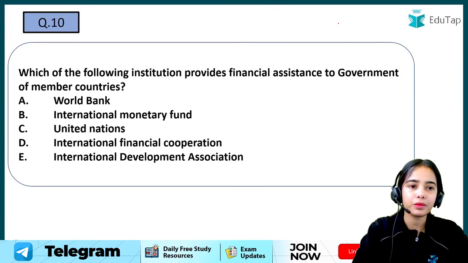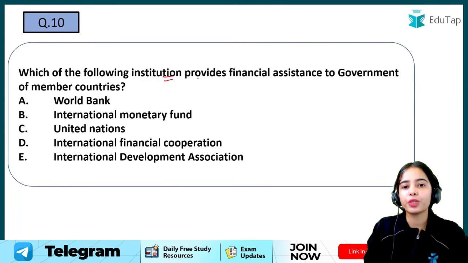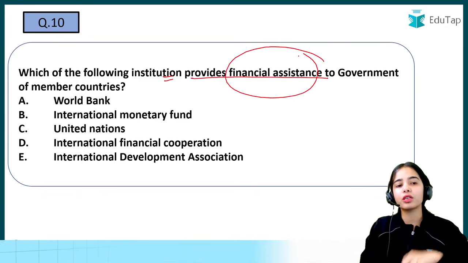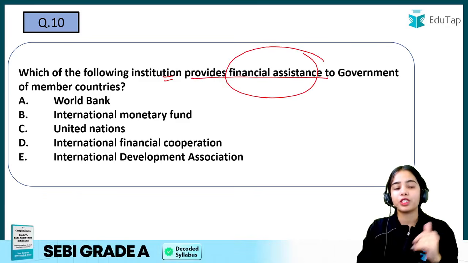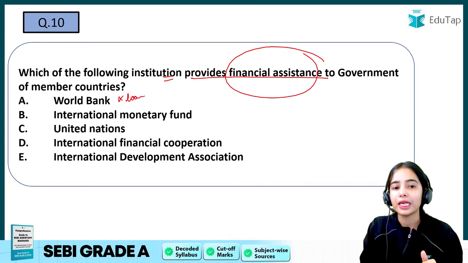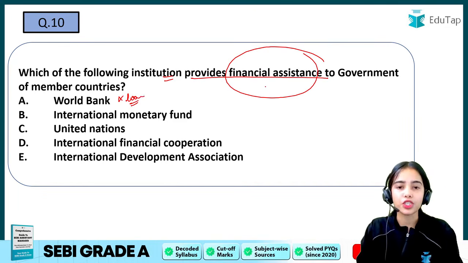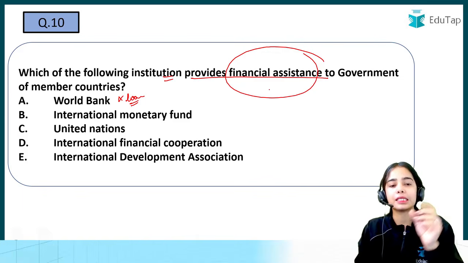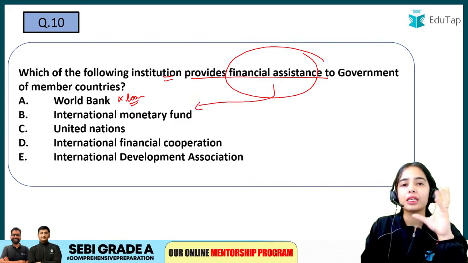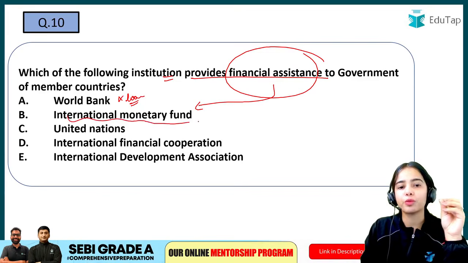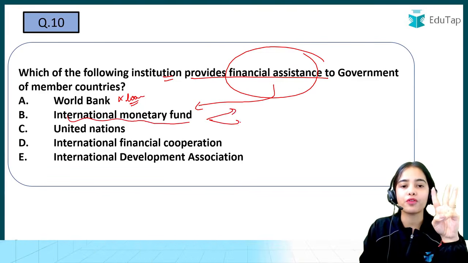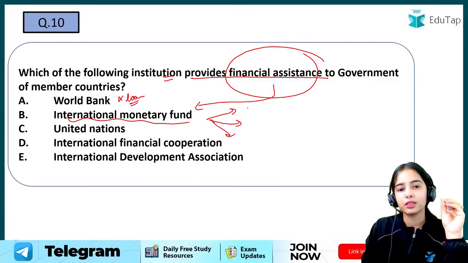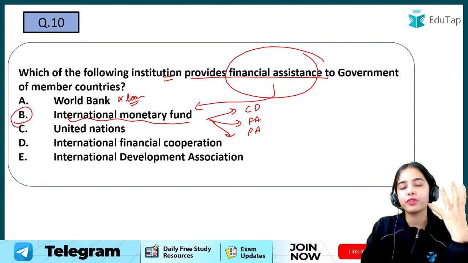Okay. Now, which of the following institutions provides financial assistance to the government of member countries? Here we are not talking about loans. Here we are not talking about grants or such. Here we are talking about financial assistance. And this term is directly related to the International Monetary Fund, because the three main functions of the IMF are capacity development, financial assistance, and policy advice. So the IMF is the right answer.